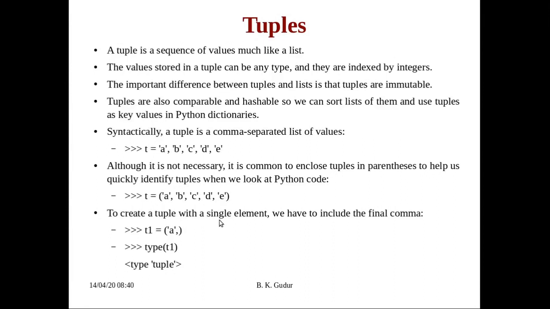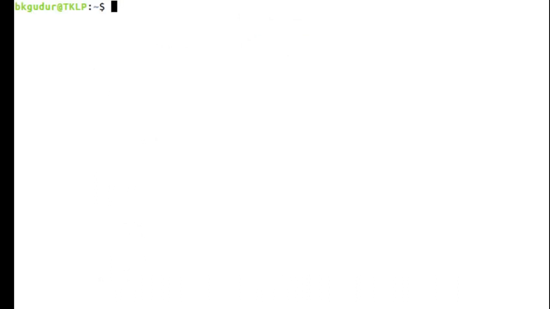To create a tuple with a single element, we have to include a final comma. Say for example, if I type t1 is equal to, if at all I want to create a tuple with only one element, still I should include this comma. If we don't include that final comma, then what happens? Let us see that.